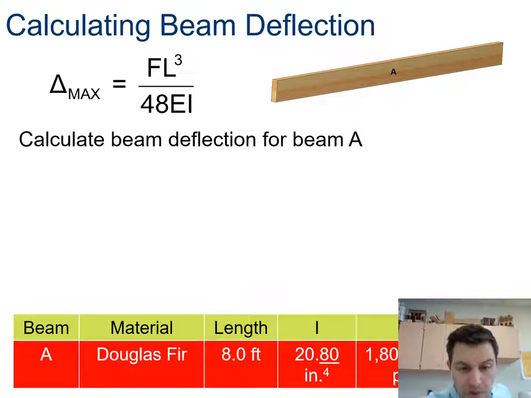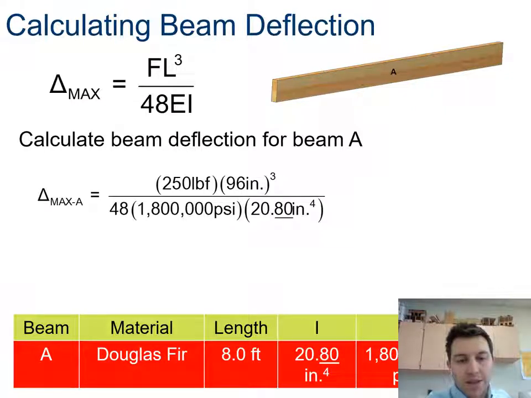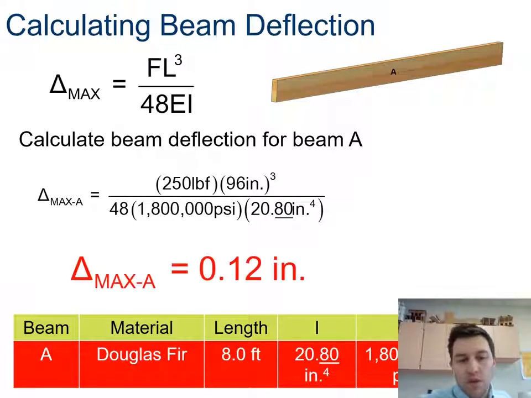So for beam A, delta max, I'm given the length, the moment of inertia, the modulus of elasticity, and the load, which would be the force. So I just take them and plug them in. Because these are in psi, I need to make sure the length is in inches, and I'll be sure to remind you guys of that. 96 inches cubed times 250 pounds, and all of that divided by 48 times 1.8 million psi times 20.8 inches to the fourth. When you plug all of that in properly, you should get 0.12.